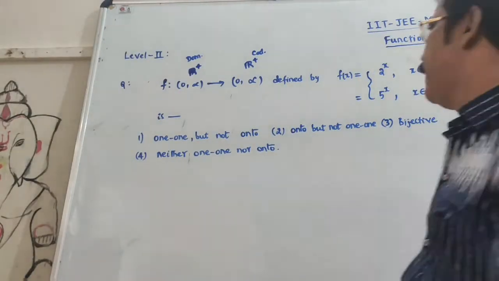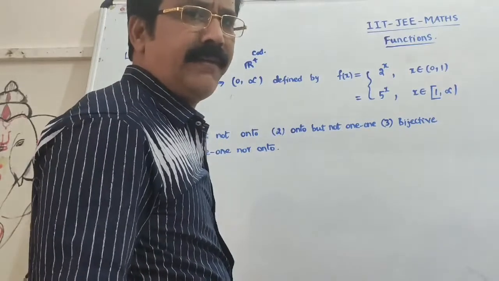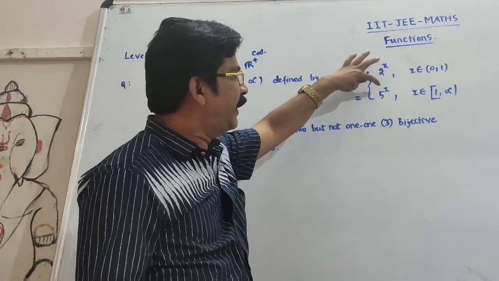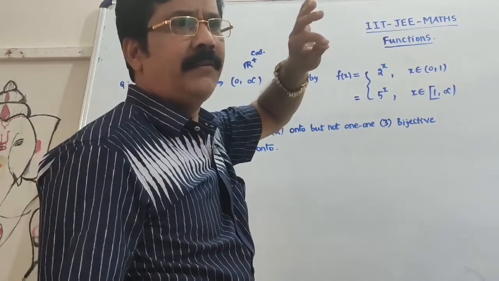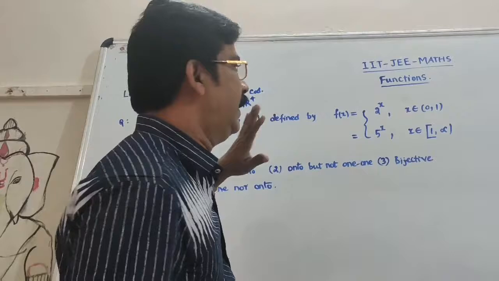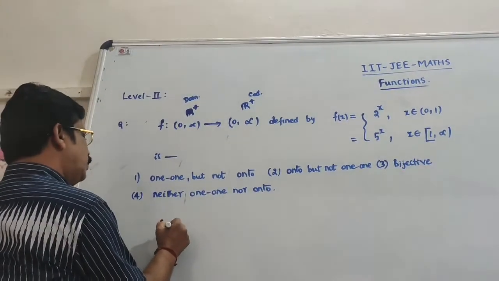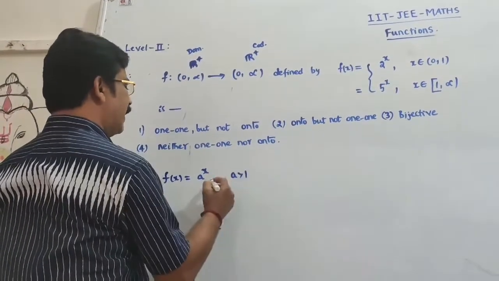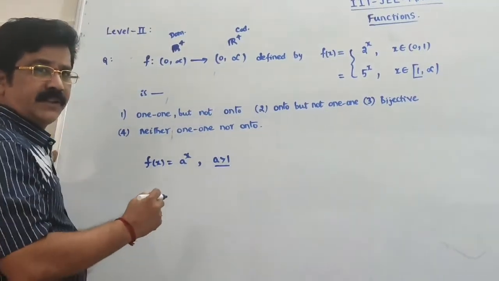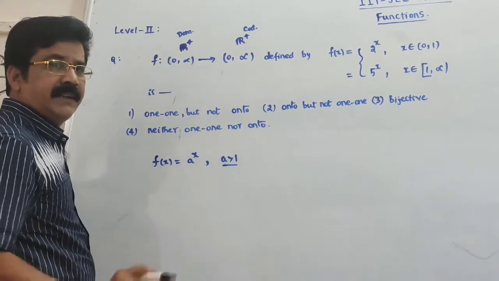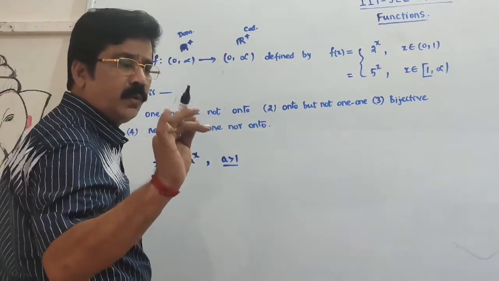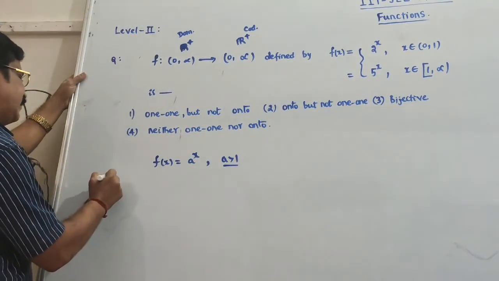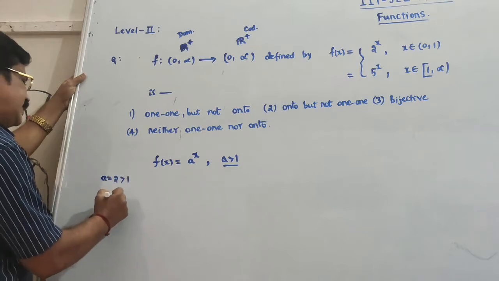So first, before discussing the nature of the given function, f of x equal to 2 power x, 5 power x, we must know the graph of the exponential function. First, f of x equal to a power x. Here two cases are there. The first case is a greater than 1. The second case is a lies between 0 and 1, meaning less than 1. Okay, a greater than 1. For example, let us take a equal to 2, which is greater than 1, meaning 2 power x.